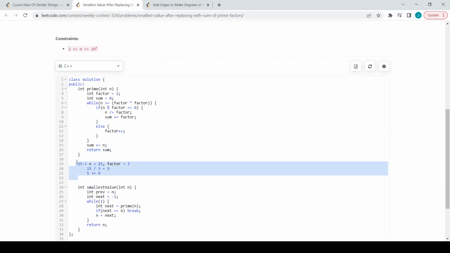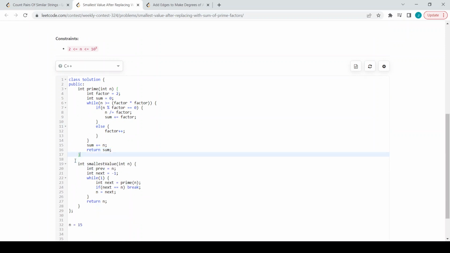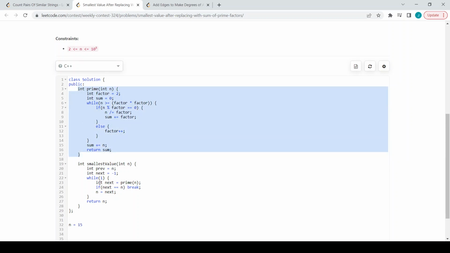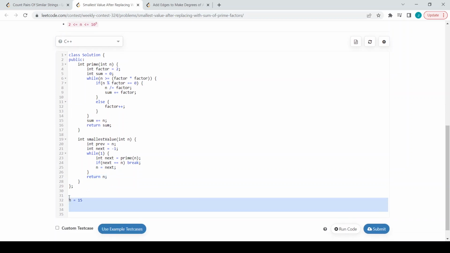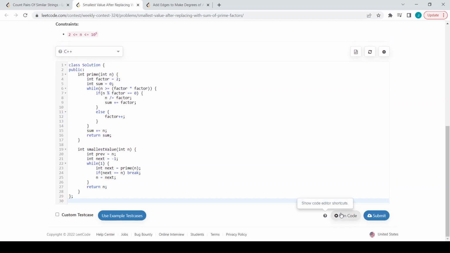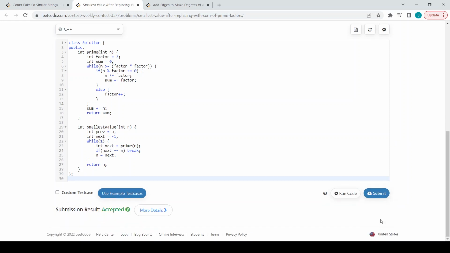So by tracing it out, you can get a clear understanding. It returns me 8 as my next n. And if my next is equal to n itself, that is the base condition. If I cannot prime decompose it into some other number, I will break out of this loop, and I will be saying next is my n. And I'm returning the last n, which is the smallest value that I can get, and this also gets accepted.